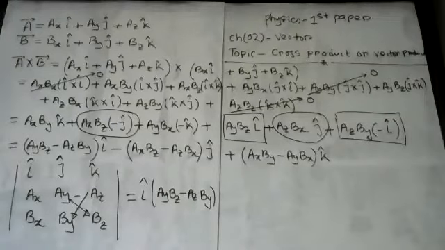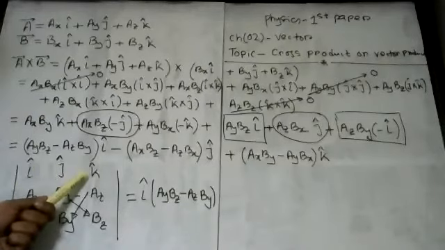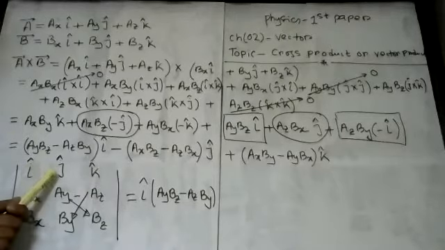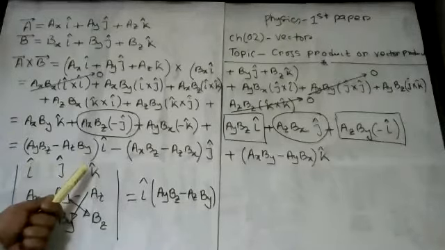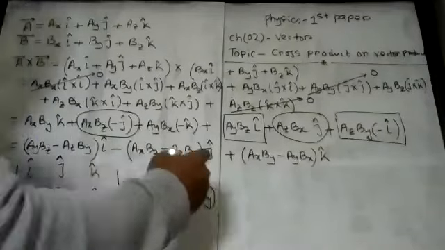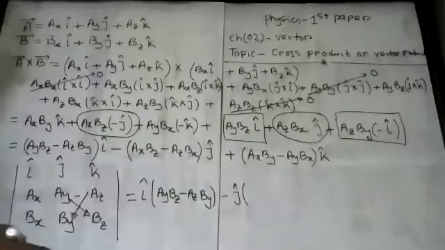You see that for the determinant, there is a sign, positive or negative. The first one is positive, the second one is negative, and the third one is positive. So in the next step, this is minus j hat, because the second one is negative.